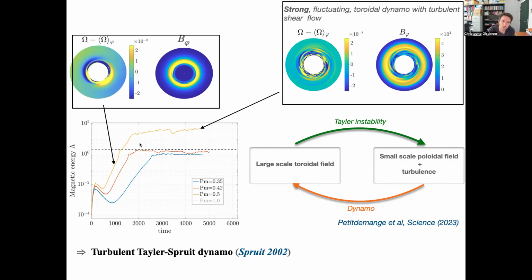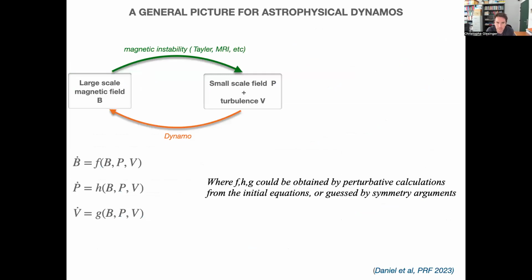The reason I'm showing you this simulation is that, as you can see, it's completely similar to what people are considering in accretion disks. We have a large-scale field. It generates turbulence through some instability. In accretion disks, it could be MRI. In radiative interiors, it could be the Tayler instability. And you could put in some other magnetic instability, magnetic buoyancy instability, for instance, these kinds of things. And then the turbulence will go back to that.